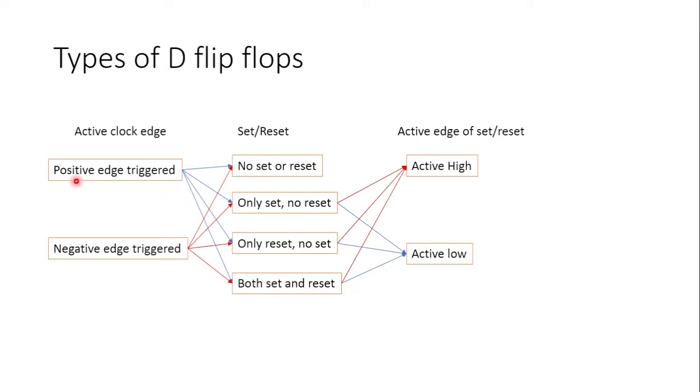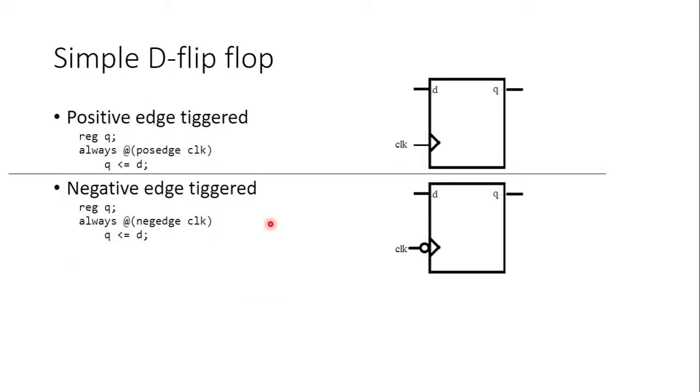So one example could be a positive edge triggered flip-flop with only reset and no set, and the reset is an active high reset. That is one possibility. Another possibility can be a negative edge triggered flop with only set, and the set is an active high set. Similarly, we can follow these arrows to deduce all types of D flip-flops.